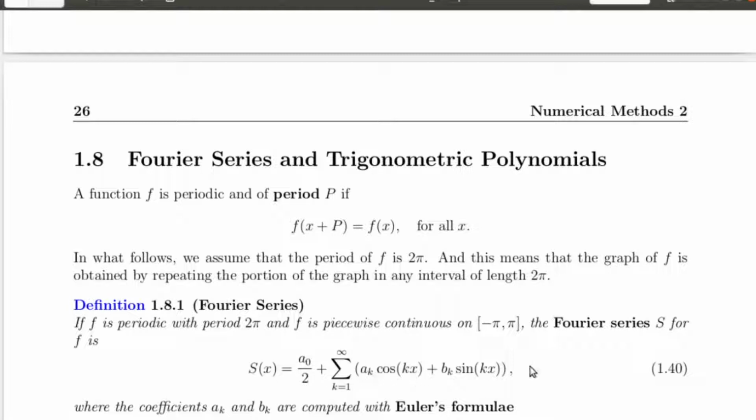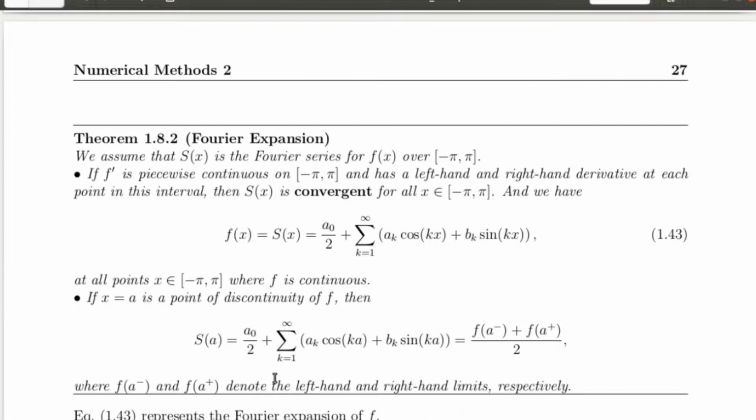result. And if this series converges, it will converge towards either f of x at a point where the function f is continuous, and it will be the average of the jump at any point of discontinuity. So let's look at the theorem. We assume that the Fourier series of f is given by S sub f of x for any x over the interval negative pi, pi.